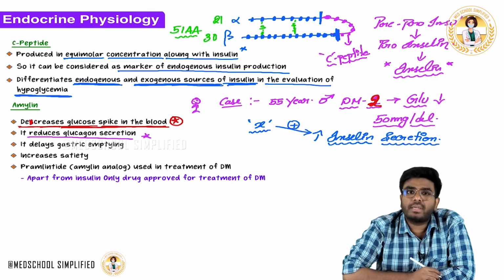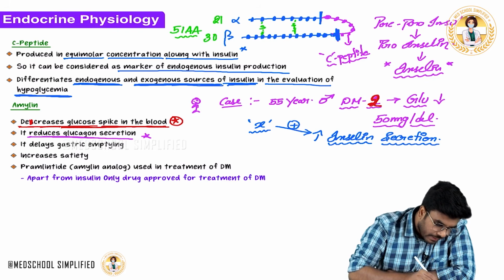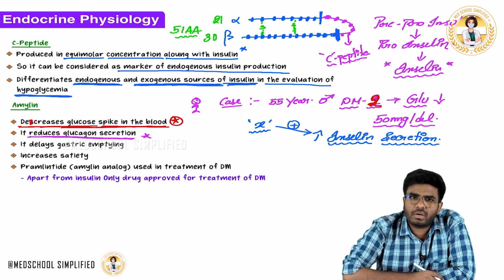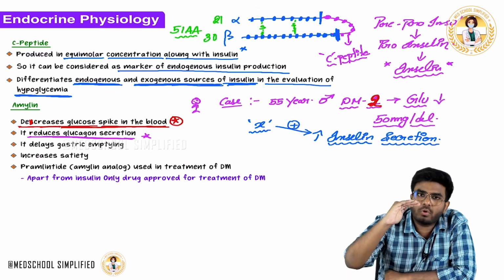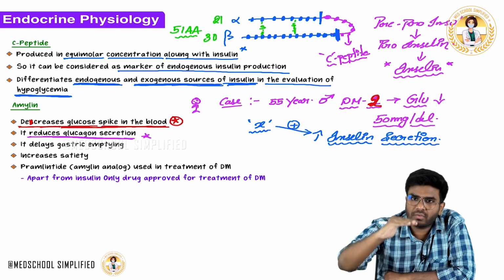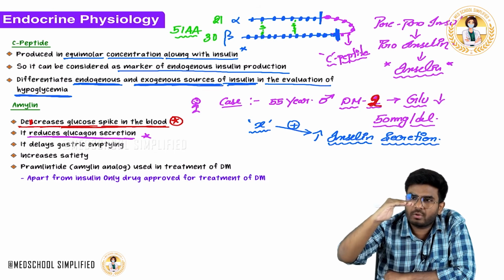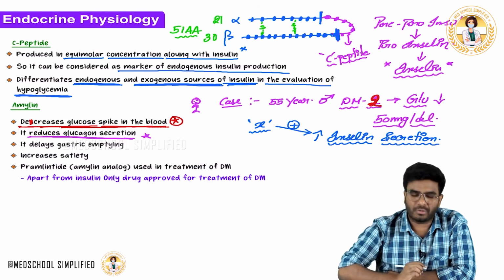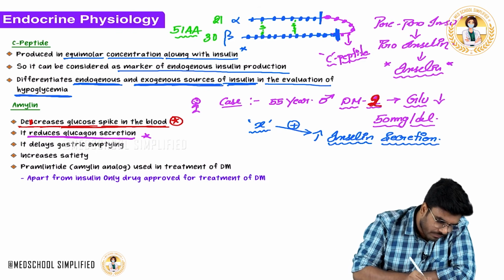So what is amylin doing? Amylin is reducing the glucagon secretion. So what happens if glucagon goes down? See, glucagon is the one which increases the blood glucose levels. If glucagon is going down, then blood glucose levels are also not increasing. It is maintenance of the blood glucose. So amylin reduces the glucagon secretion.